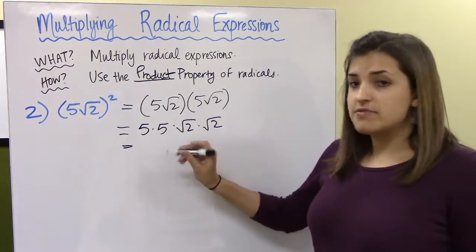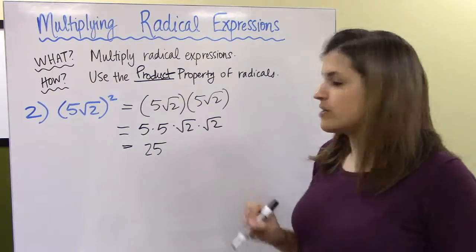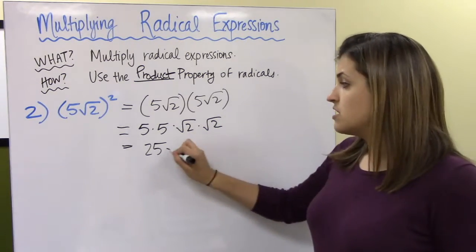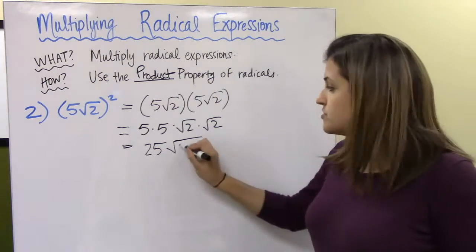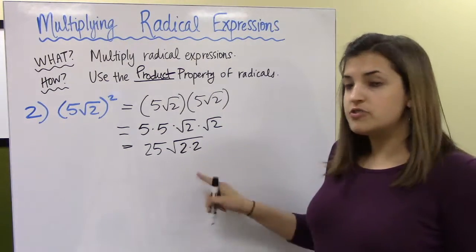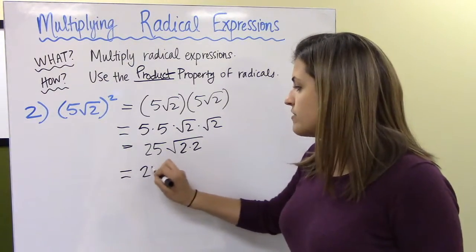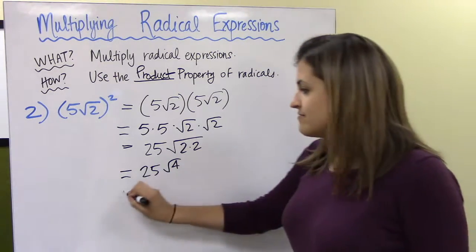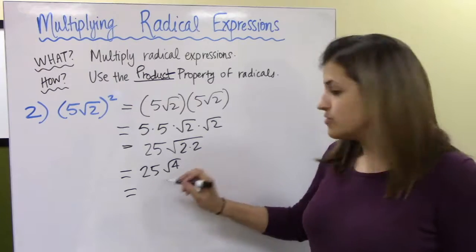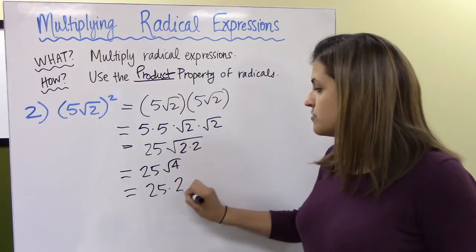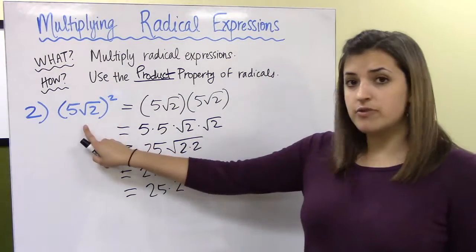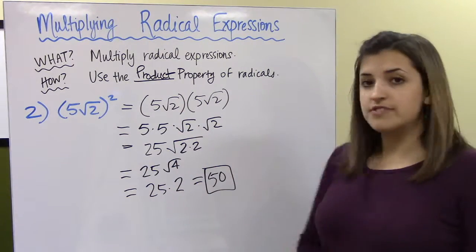Now we know 5 times 5 is 25, so we can do 25. And with our product property, we can combine these two. So we'll just have one radical of 2 times 2. Now 2 times 2 is 4, so I'm going to get 25 square root of 4. And going backwards again, square root of 4 is 2, so I'm going to get 25 times 2, which equals 50. So 5 square root 2 squared equals 50. All right, let's do another.